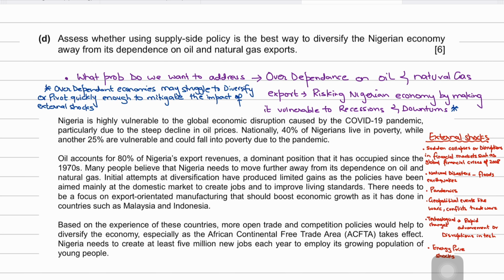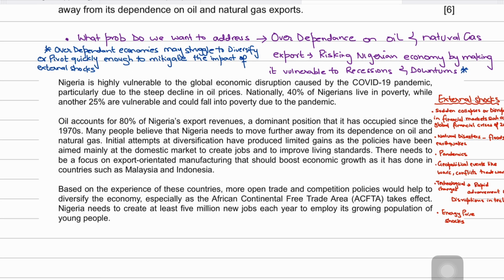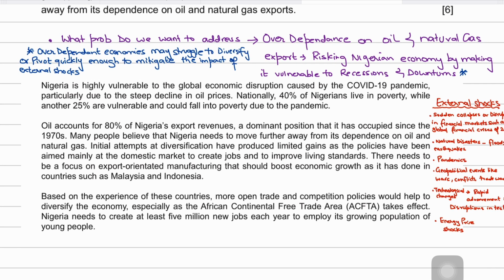Now, before I start telling what points we need to mention, it is very important for us to identify what problem we are addressing. The problem that we are addressing is the over dependence on oil and natural gas exports. The problem with over dependence is that it risks economies, and it is risking the Nigerian economy by making it vulnerable to recessions and downturns specifically.